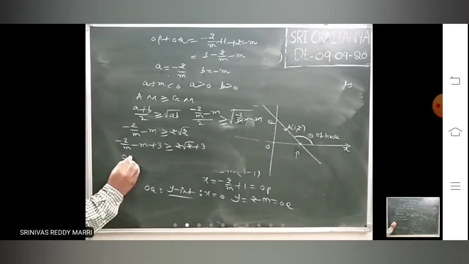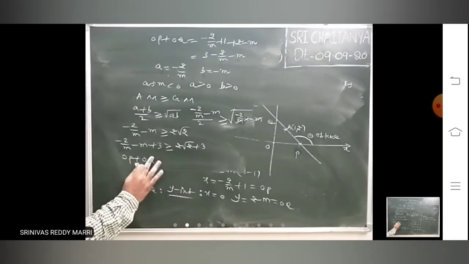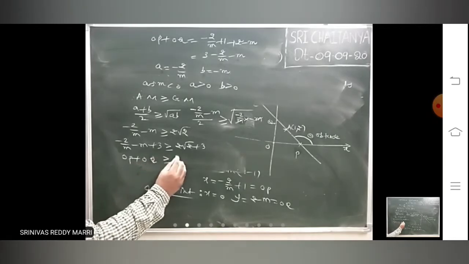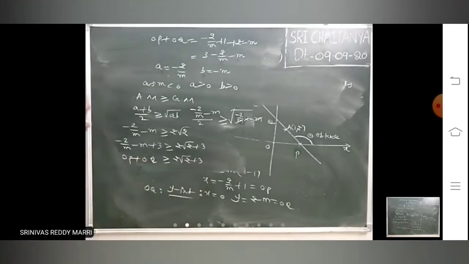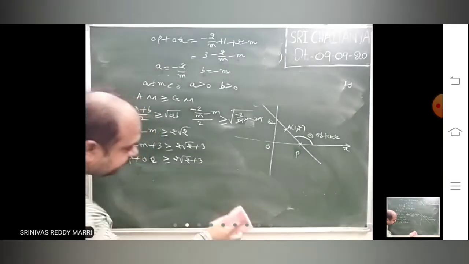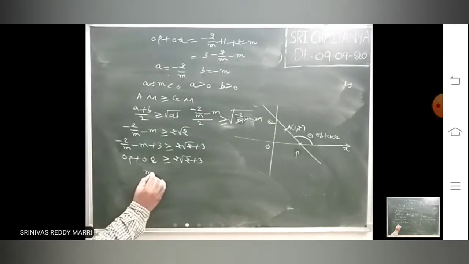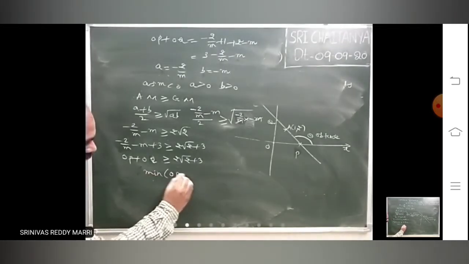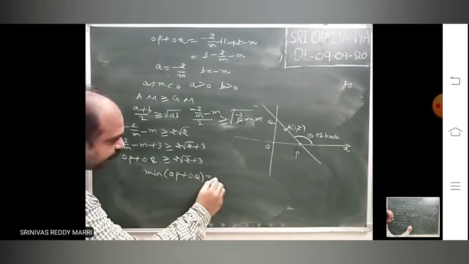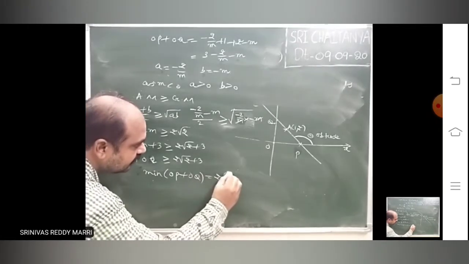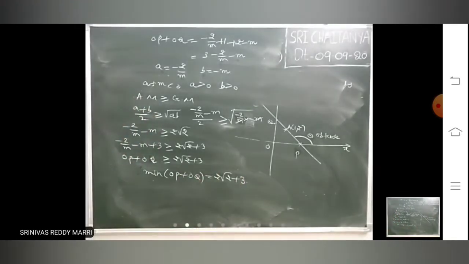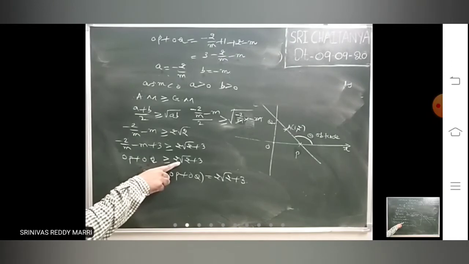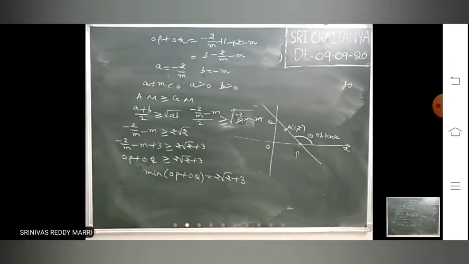This is nothing but OP plus OQ greater than or equal to 2 root 2 plus 3. That means the minimum value of OP plus OQ is 2 root 2 plus 3. Minimum value is greater than or equal to this one. Minimum value is 2 root 2 plus 3.